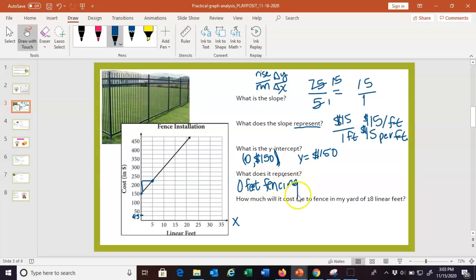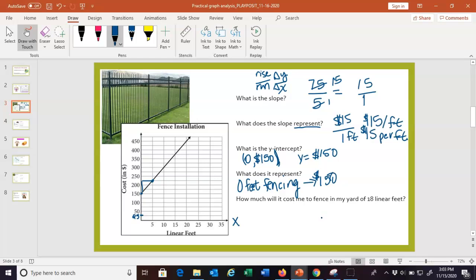But look how much it costs. At 0 feet, it costs $150. What do you guys think that could mean? I mean, maybe that's the labor cost, right? You're going to have to pay this company $150 at the start, no matter how much fencing you put in. So it's probably not labor.